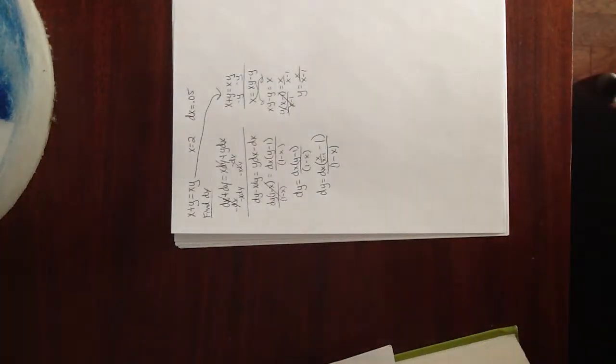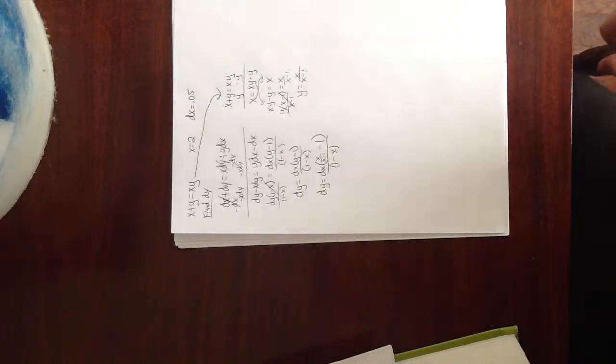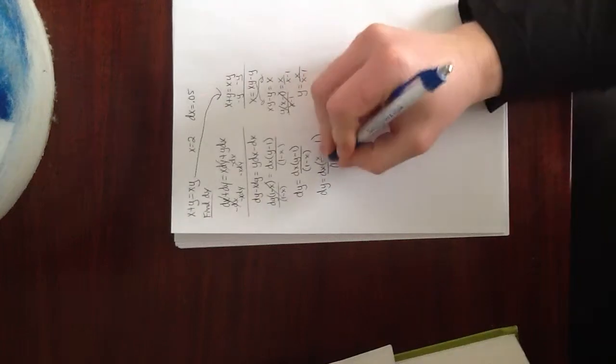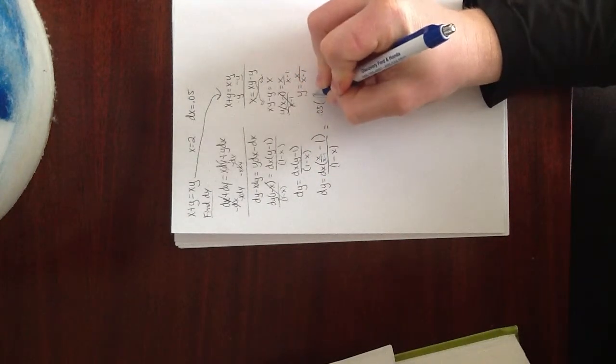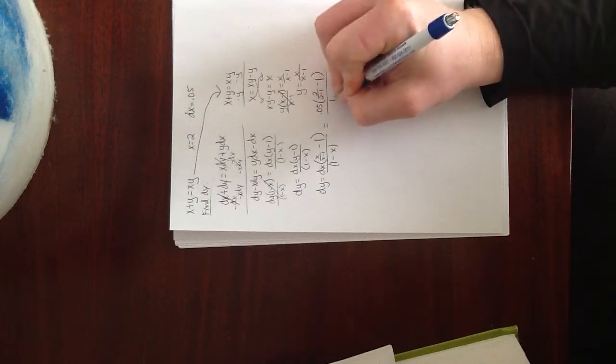So now I just gotta plug stuff in. Just checking the screen here. Plug stuff in. X is 2, dx is 0.05, times 2 over 2 minus 1 over 1 minus 2.